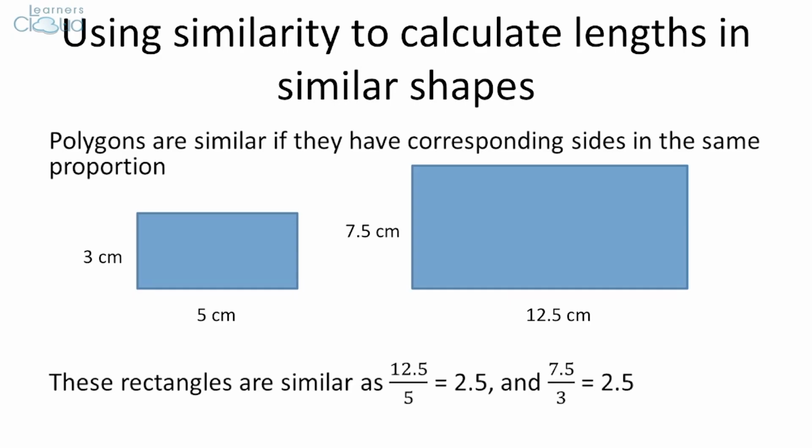other shapes. So let's have a look at how to see similarity in polygons. Polygons are similar if they have corresponding sides in the same proportion. So if we take a look at these two rectangles, one measures 3 by 5 and the other 7.5 by 12.5. Now these rectangles are similar because if we divide the corresponding sides, for example 12.5 divided by 5, it gives me an answer of 2.5, as does 7.5 divided by its corresponding side of 3, gives me 2.5 as well. If the corresponding sides divide to give you the same answer, the polygons are similar.